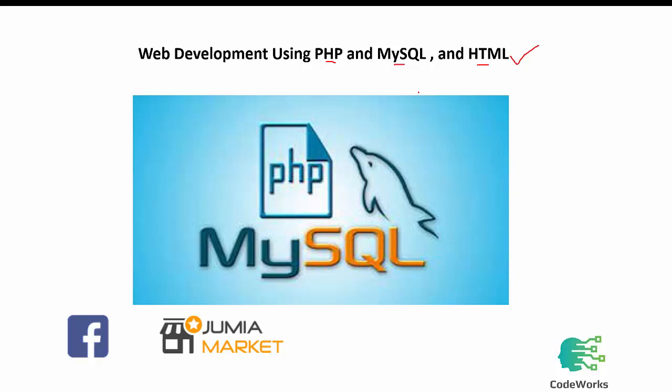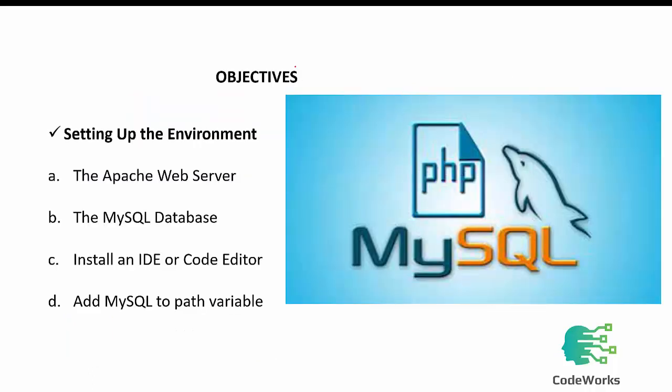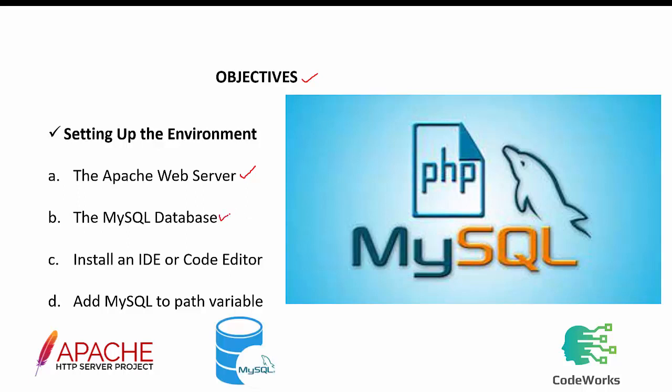For today, we are going to be looking at how to set up the environment for our PHP web application development. First things first, let's look at our objectives. Our first objective here is to set up the environment. The core software needed for web application development will be, number one, an Apache web server, the MySQL database, and then any code editor or an IDE.